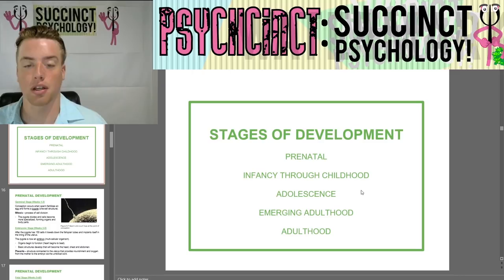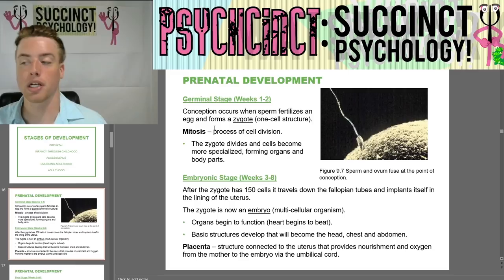So let's start off with prenatal development. In prenatal development, you have the germinal stage, which is weeks 1 to 2. And conception occurs when sperm fertilizes an egg and forms a zygote, or a one-cell structure. Now mitosis is a process of cell division. The zygote divides and cells become more specialized, forming organs and body parts. Now the embryonic stage is weeks 3 through 8.